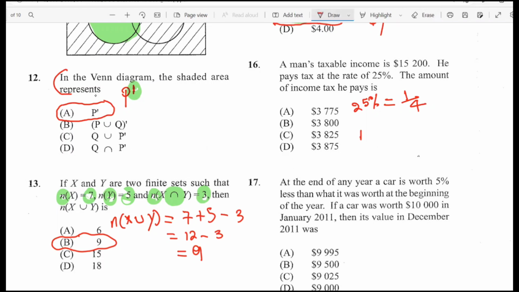That means if I find a quarter of 15,200, I need to divide by 4, because a quarter is to split something into 4 equal pieces. So you want to divide that by 4. 4 into 15, 3, and carry the 3, and 4 into 32, 8, 4 into 0, 0. So we're looking at 3,800. And that is B.